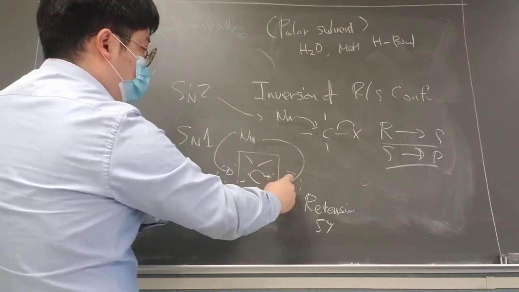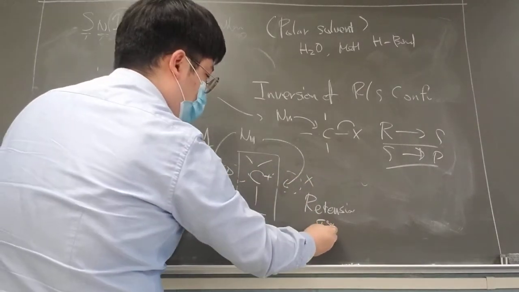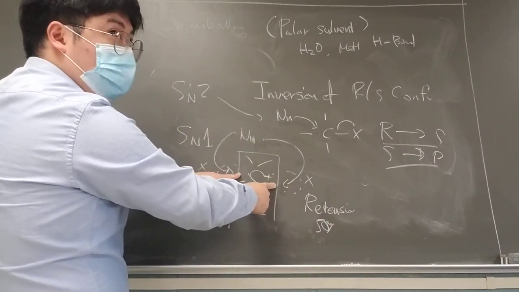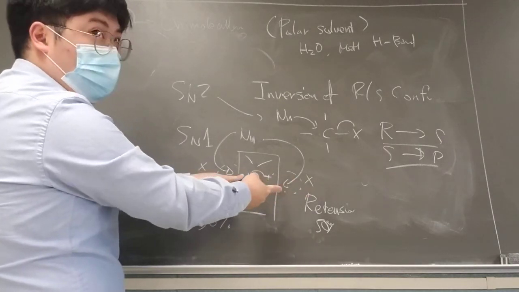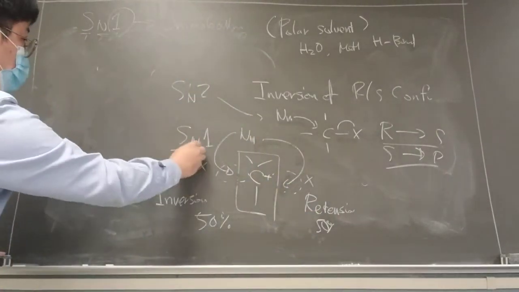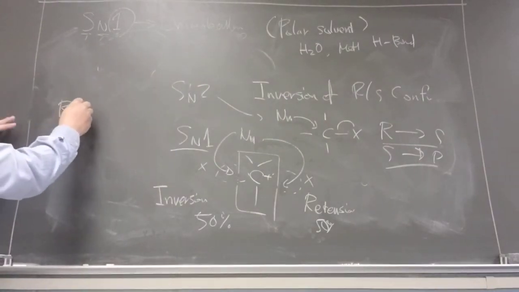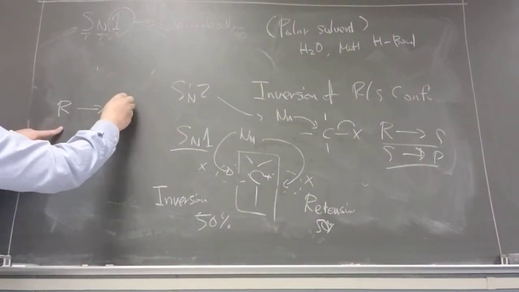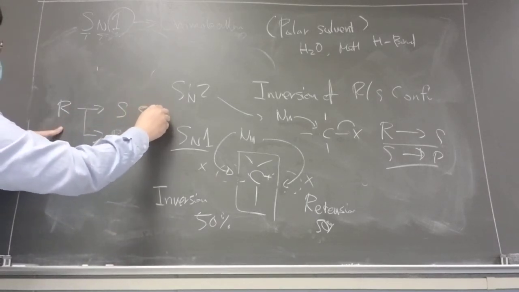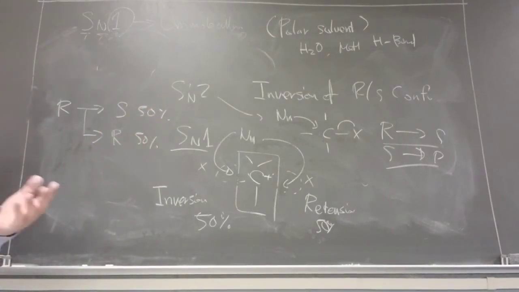But if this side is where you had a leaving group, or this side, it doesn't matter, because it will have an equal chance. Equal chance for the nucleophile attacking on these two sides of the compound, because you don't have a leaving group anymore. The first step is already done. So for SN1, if you have an R configuration at this specific chiral center, it could go S, or it could also go R, 50%, 50%. That's the theoretical yield numbers.